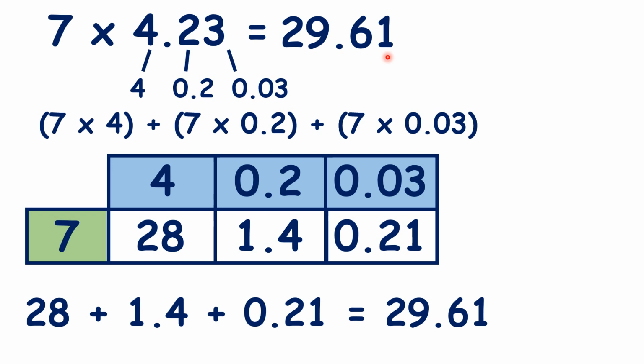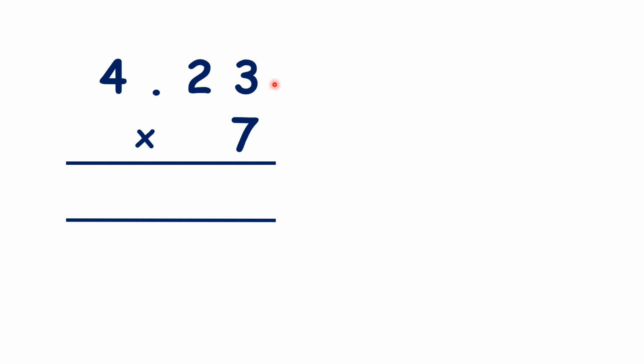We can answer the same question using column multiplication. Again, I've put the number with the most digits rather than the larger number at the top, and because there are 2 decimal places in our question, in our answer we will also need 2 digits after the decimal point. So now we can just multiply as normal to get our answer.